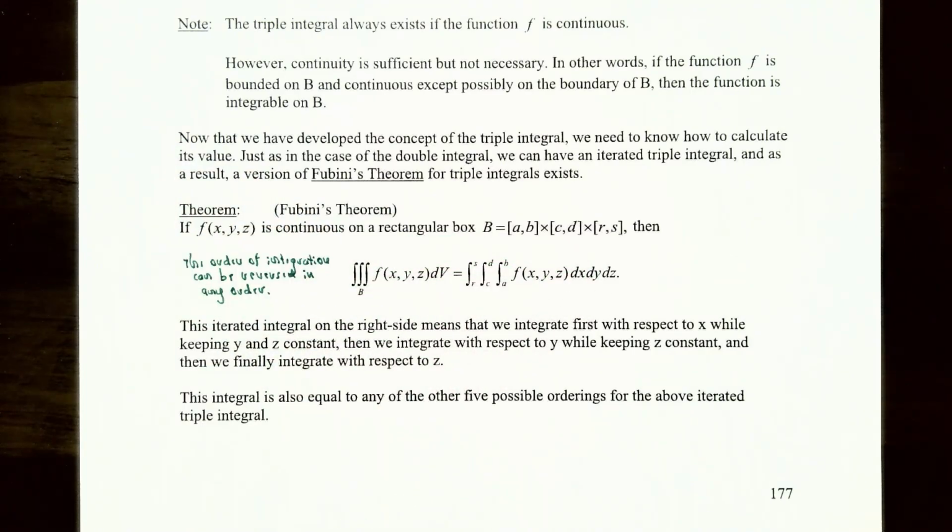Fubini's theorem states that if the function is continuous over the rectangular box B, then the integration can be done in any order, and each of those orders of integration can be done in any order. Just make sure that the limits of integration match up with the integral for the variable of integration, and you'll have the same value for the triple iterated integral in all 6 cases.